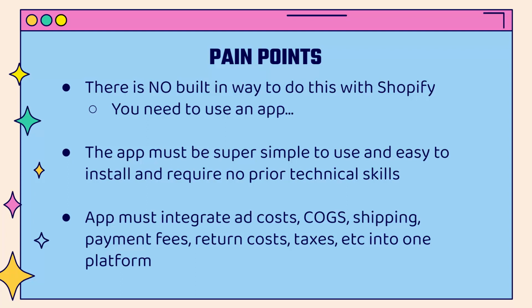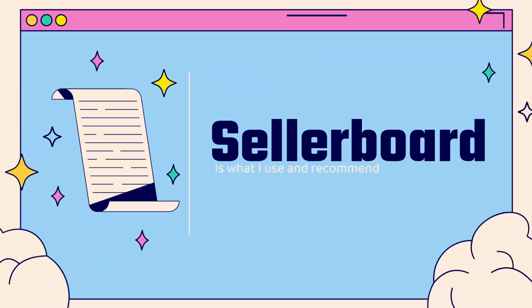That's the big thing. Ad costs, cost of goods sold or COGS, shipping, payment fees, return costs, processing fees, taxes, everything into that one platform. Not just one or a couple things, everything into one platform here. And that platform is Sellerboard, and it's a great app for Shopify. This is what I use and what I highly recommend.